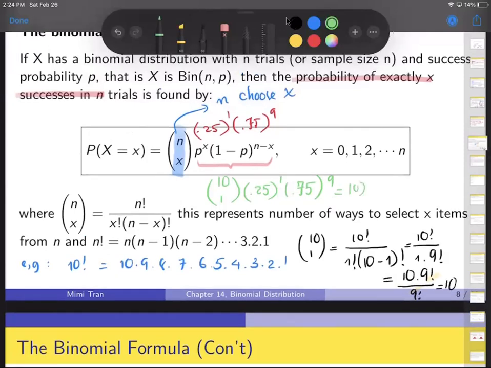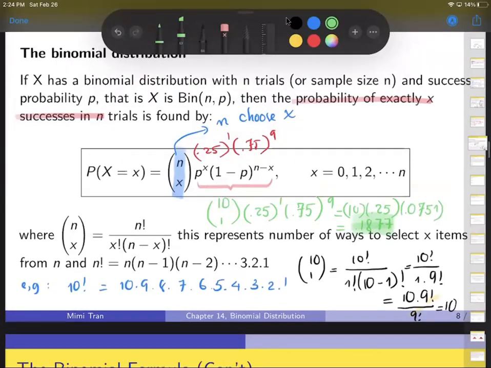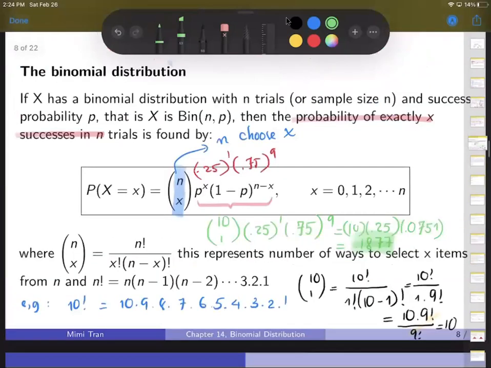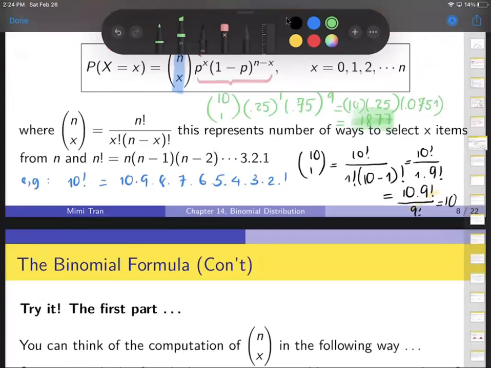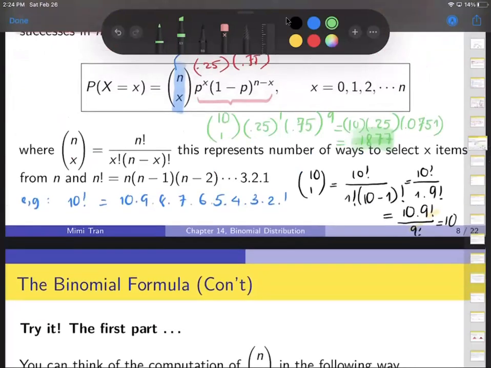So back up here, 10 times 0.25 times 0.75 to the 9th power. What is 0.75 to the 9th power? It's 0.0751, so I'm going to round it up. So you take that and multiply by 0.25 times 10. I got 0.1877. Exactly what we have up here, by just using the formula, right? You can do 10 choose 2, right? What is the probability of just 2 shoppers making a purchase?